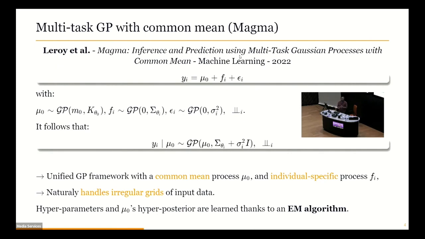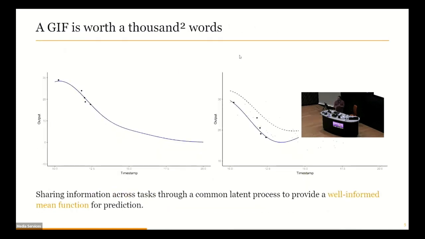Of course, I will skip all the mathematical details, so you can just go to the paper for that, but we have a way to learn the hyperposterior distribution of mu_0, which is unobserved, and we can still learn all the hyperparameters as well, with an EM algorithm.